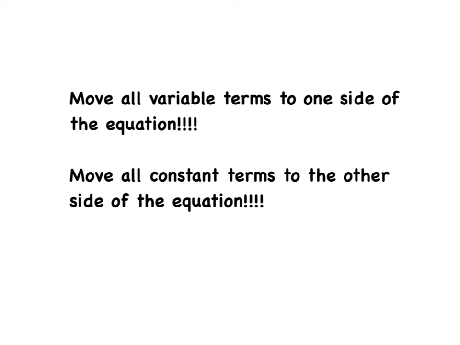The first one is I want you to move all variable terms to one side of the equation. I like to always move it over to the left side of the equation. That's just my specific way that I like to do it. And the next one is to move all of the constant terms to the other side of the equation, and I like to move them to the right side of the equation. By constant terms, I mean if you just have a number that is not attached to a variable, like the number 4 or the number -3.